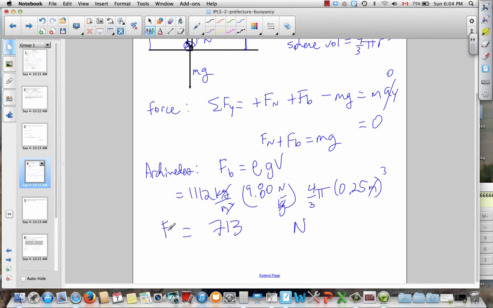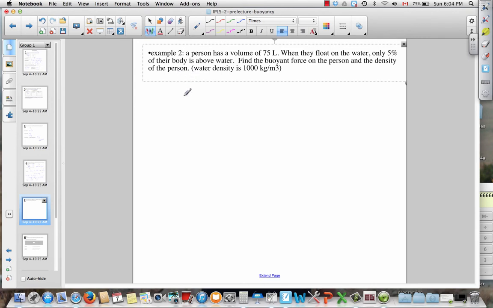So that's the amount of buoyant force on that rock. Now the weight must clearly be more than that because it's sunk to the bottom of the pool. So that's an example of an object that had sunk. Now let's do another example where we have a floating object.